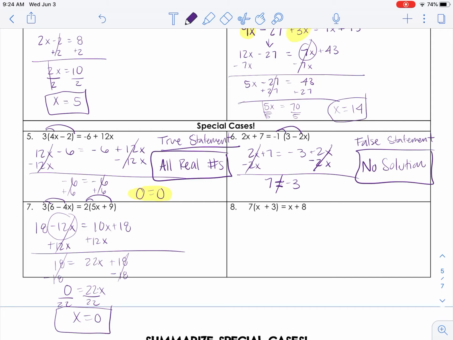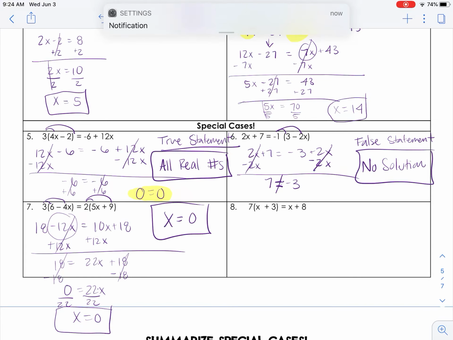And that is a perfectly fine answer. So don't stress if you see x equals 0, that's totally possible. But if you see 0 is equal to 0, that's when we have all real numbers. But 0 can be your answer. So for this one, x just equals 0.